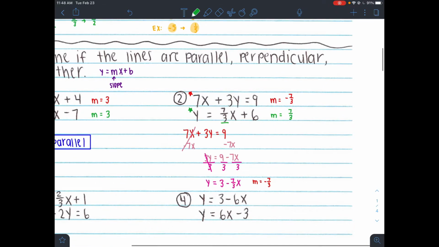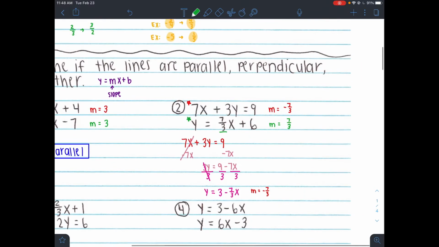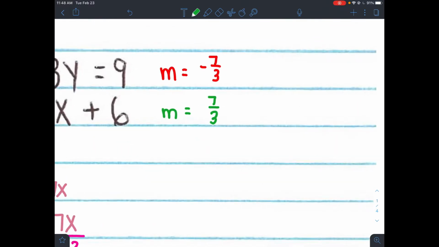Because once you identify the slopes, then you can determine whether they're parallel, perpendicular, or neither, just like in number 1. Well, the slope of the first equation was negative 7/3, and the slope of the second one was positive 7/3. Okay, are they parallel? The answer is no, they are not parallel because they have to be exactly the same. So they either both have to be negative 7/3 or they both have to be positive 7/3. You can't have different signs. So these are not parallel. They have to be exactly the same.